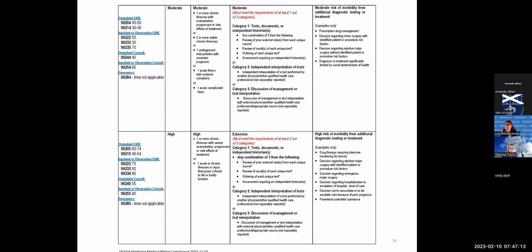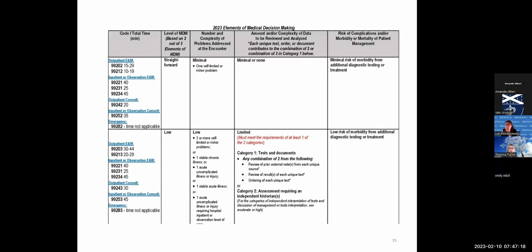I do want to point out that if we can go back one slide, I apologize, Amanda, there were some changes under the level 3 outpatient under low medical decision-making, and this is the category that was added, very difficult to see, and I apologize. 1 acute uncomplicated illness or injury requiring hospital, inpatient, or observation level of care. So if you're thinking of hospitalizing somebody because of an uncomplicated illness or an injury, that would fall under a level 3.